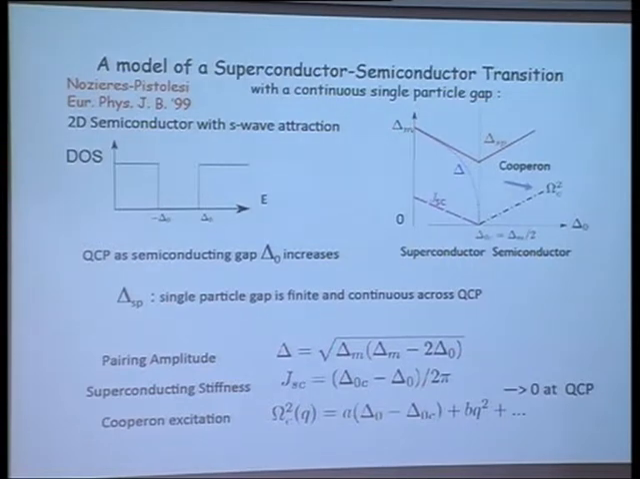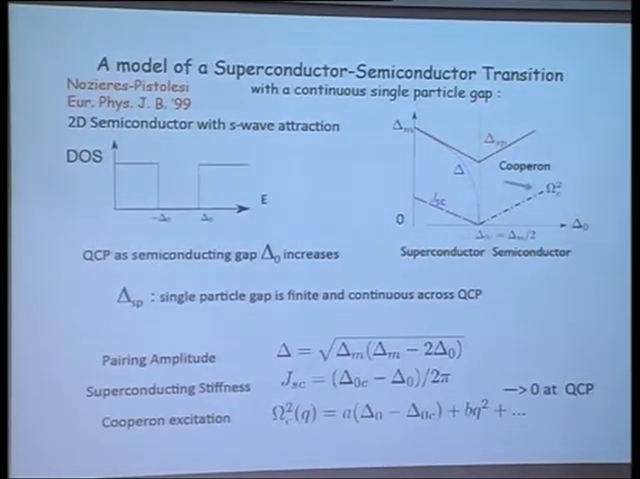So you see the single particle gap is continuous and remains finite as we go through this quantum critical point. Now, if you take a look at what happens in this semiconductor, it actually then supports a Cooperon, or a bound state of 2 charge carriers in it, which then goes to 0 at the quantum critical point.